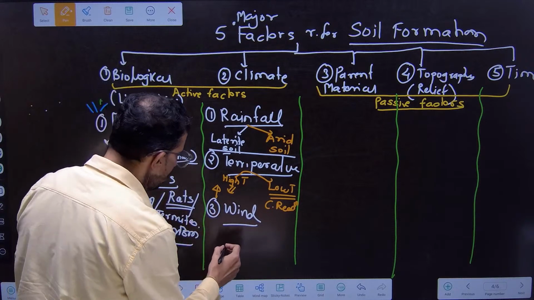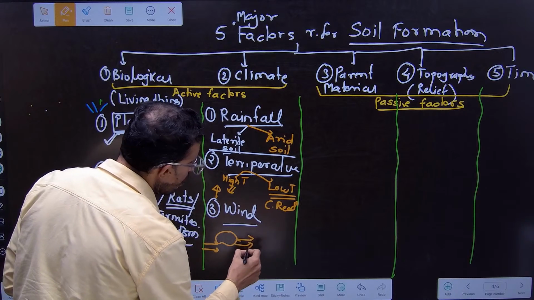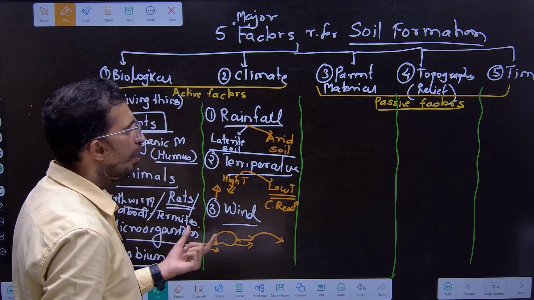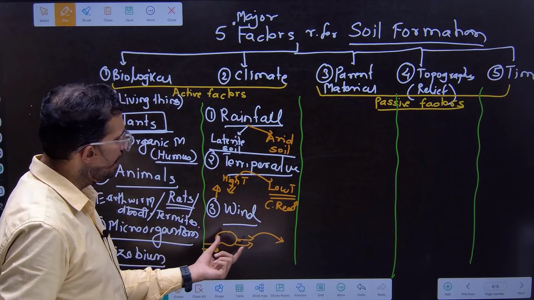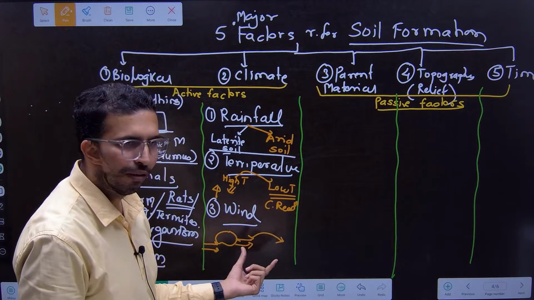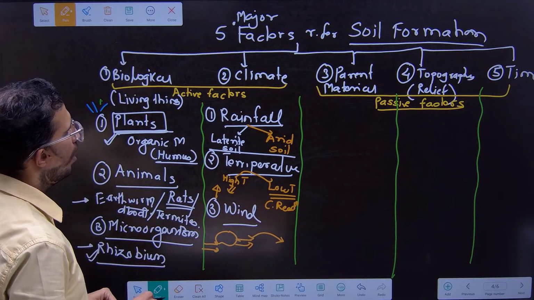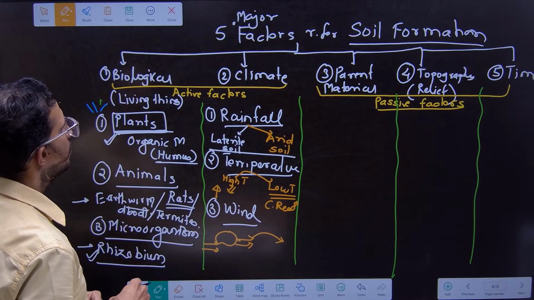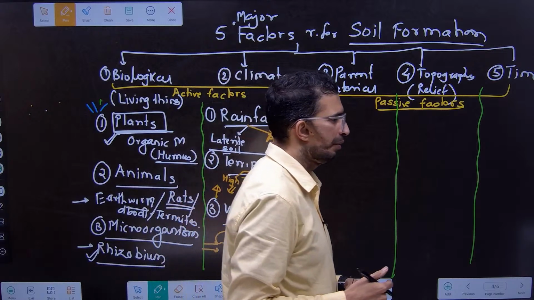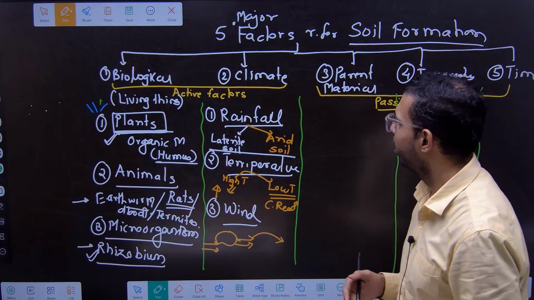Suppose this is a rock or something, at a higher rate there is a transportation of the material or the particles to another region. Though wind is responsible for the formation of soil, its role is minimal in the climatic factor. What about the parent material? For the formation of soil or its color, the parent material or the rock material plays a very important role.